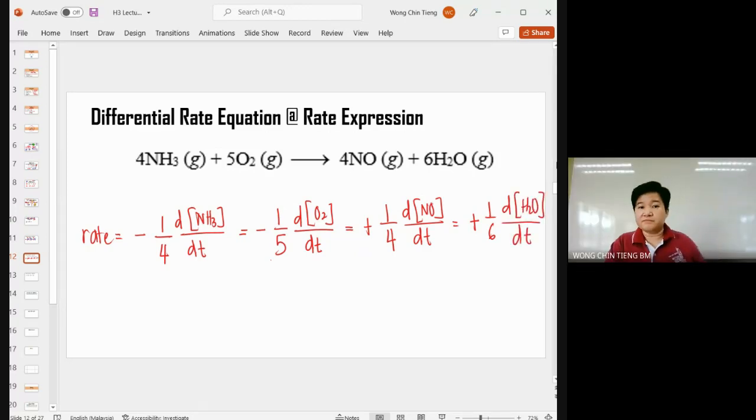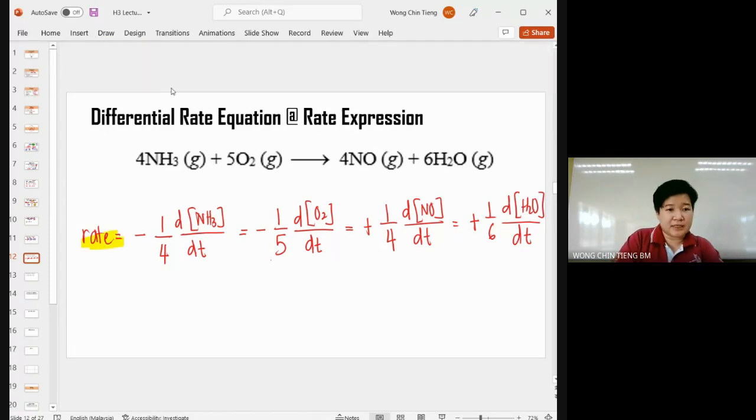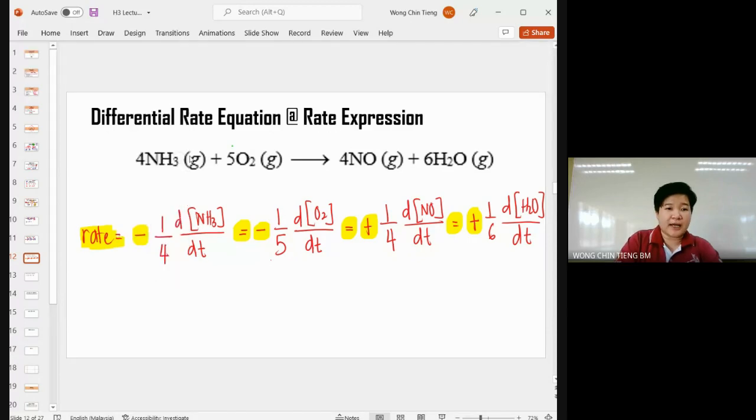Yang lain setuju? Alright, very well. Make sure kena sentiasa bermula dengan rate sama dengan. Make sure antara diorang adalah sama dengan. Make sure setiap satu mesti kena datang dengan negatif atau positif yang betul. And then last but not least, soalan kamu mesti adalah balance chemical equation and the balance stoichiometry will be 1 per. Dia mesti adalah 1 per. Okay?